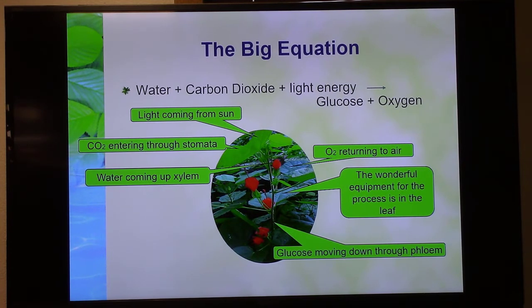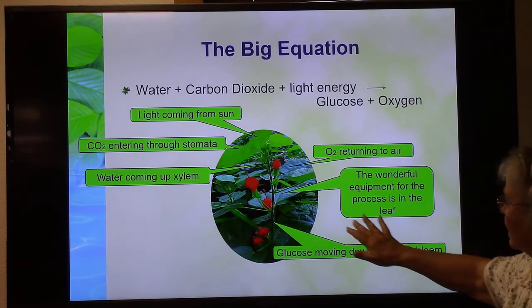A plant can take water in the air with the sun shining on it and turn it into sugar. And that's why you could argue that this is the most important equation in the world. Every plant can do that. Okay, how does it manage that?